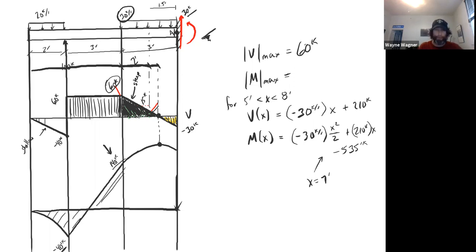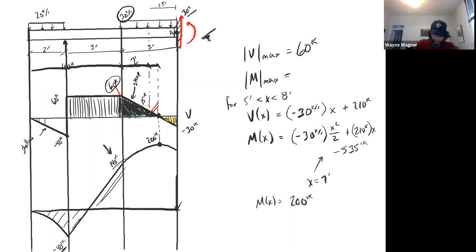Okay, so basically I could plug in x equals 7 right there. And so what we would do is we would just plug that in. If I do that, I'm going to get M of x equals, let's plug that 7 in, negative 30 times 49 divided by 2, plus 210 times 7, minus 535, equals 200. 200 foot kips. Okay, that's how we do it.